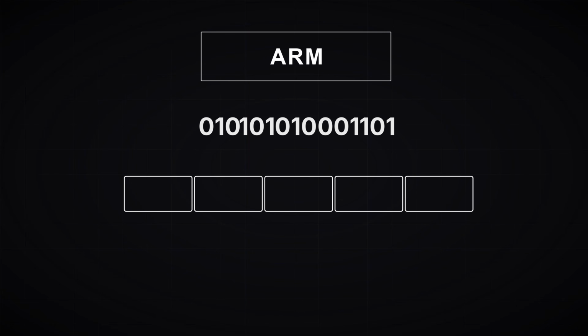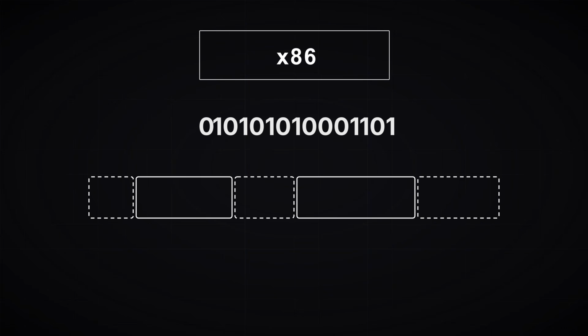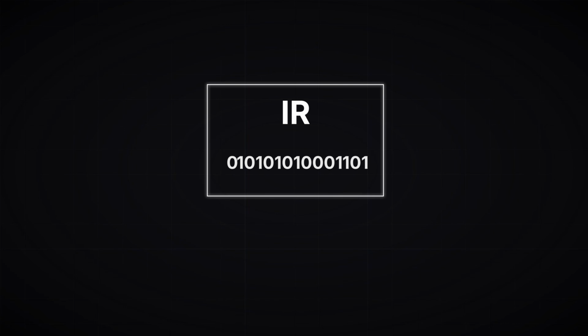ARM packs them into fixed slots, always the same size. Every field has its place. For example, the bits in the second box tell the CPU what operation to perform, like add. x86 is more complex. The bits get split up too, but the way they're split can be totally different each time. Some boxes always get bits, others only sometimes. We're not going deeper than that. It's its own rabbit hole. The point is, every architecture has its own way of organizing the bits. But the job is always the same.